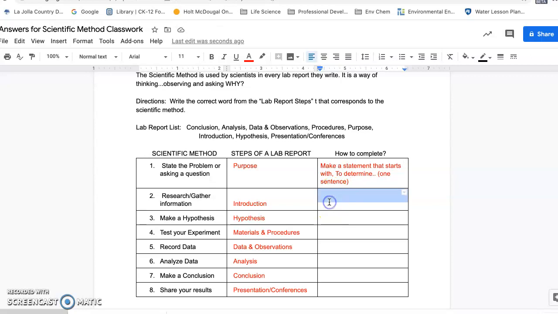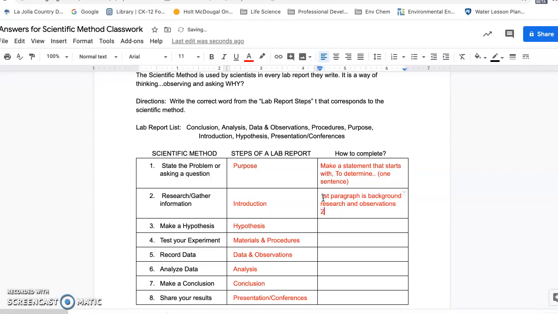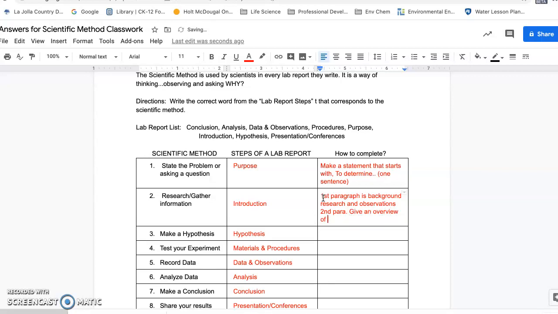The introduction is going to have two paragraphs. The first paragraph is your background information. And the second paragraph is where you're going to give an overview of the lab, and you will end it with your hypothesis.